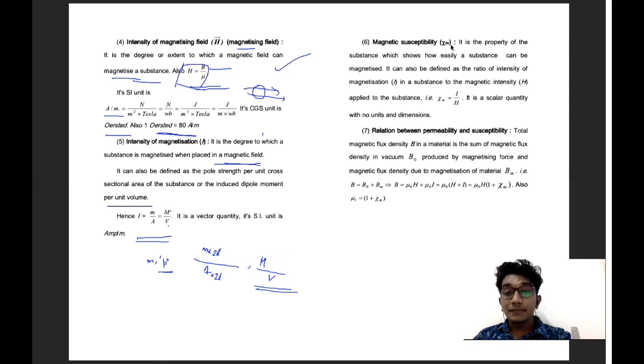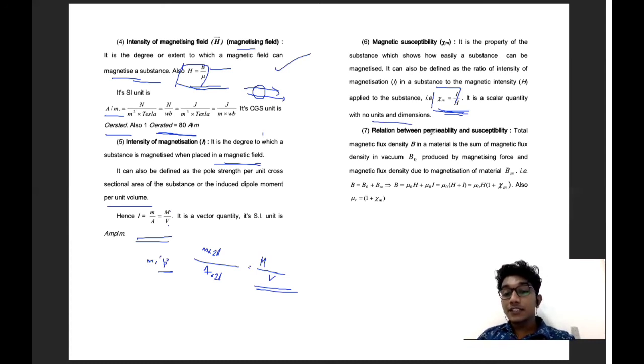So next is magnetic susceptibility. It is a property of the substance which shows how easily a substance can be magnetized. It can also be defined as the ratio of intensity of magnetization to magnetic intensity. So susceptibility is equal to I by H. You have to keep this in your mind, because we have to use it somewhere. It is a scalar quantity with no units and dimensions.